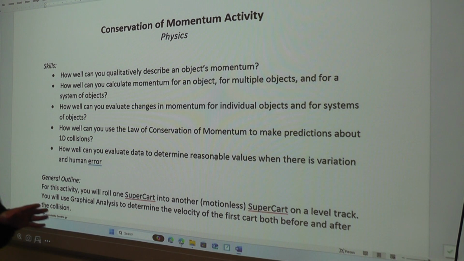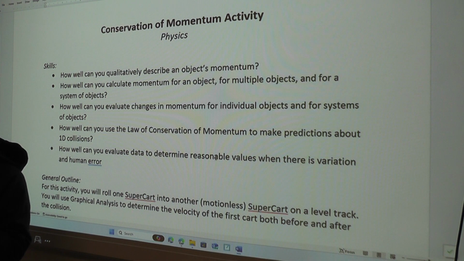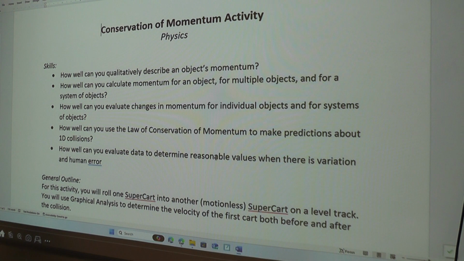You're going to try to get a cart moving at a certain speed, but it's not actually going to move that speed. So you have a target velocity that you need to keep track of, and you also have an actual velocity. So if the target is 0.3 and you get 0.28, you've got to keep track of both of those numbers.